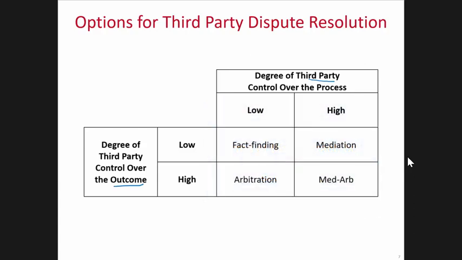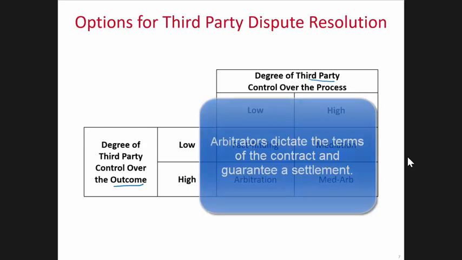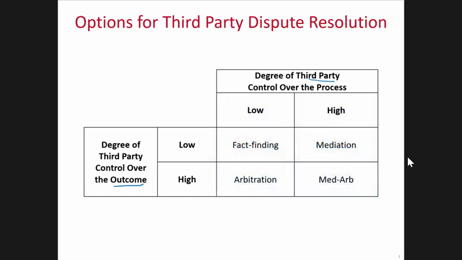A second form of third-party resolution is arbitration. Arbitration is a case where the third party has little control over the process, but a high level of power over the outcome. This involves issuing a settlement that is binding on the employer, the union, and the employees. When I think of arbitration, I often think of a court setting because a hearing is held, evidence is presented by each side, and the arbitrator makes the decision.